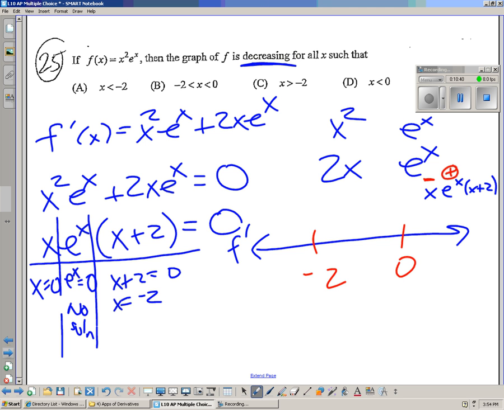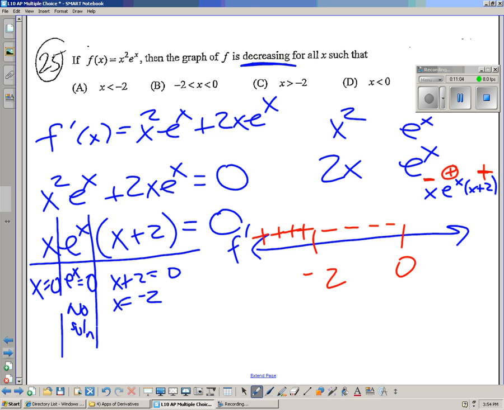Okay, let's try again, Mr. B. All right, so I'm going to pick negative 3. Negative 3 is clearly negative. E to the x is positive. Negative 3 plus 2 is negative. Negative times a positive times a negative is positive. Then we'll pick a number between negative 2 and 0. Let's try negative 1. X being negative 1 is negative. E to the x is always positive. Negative 1 plus 2 is positive. Negative times a positive is a negative.